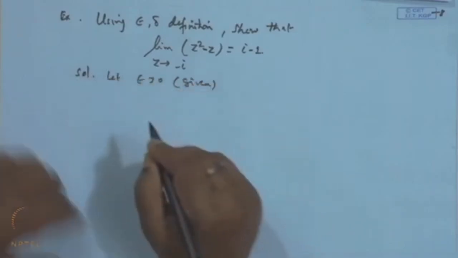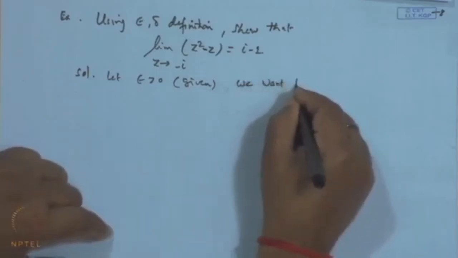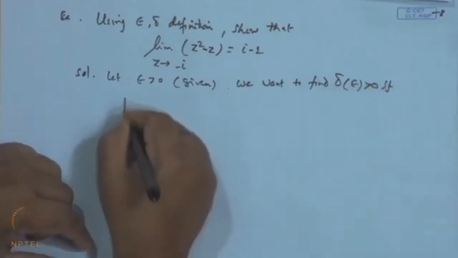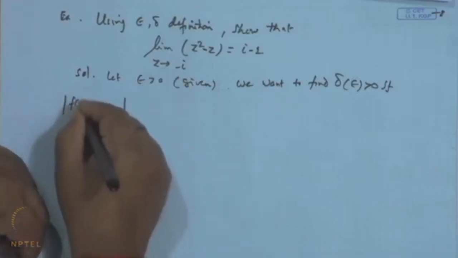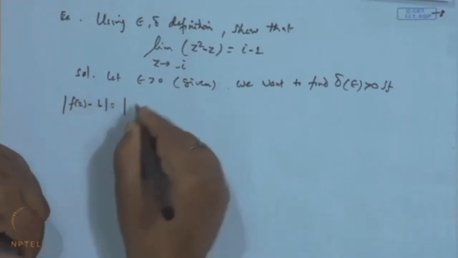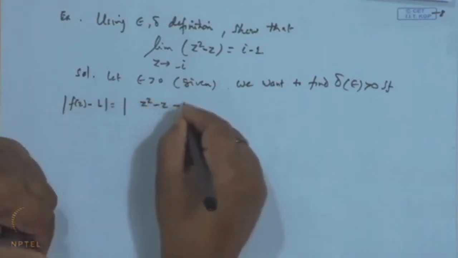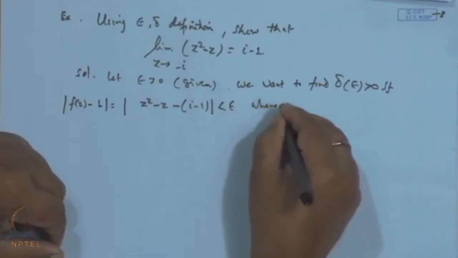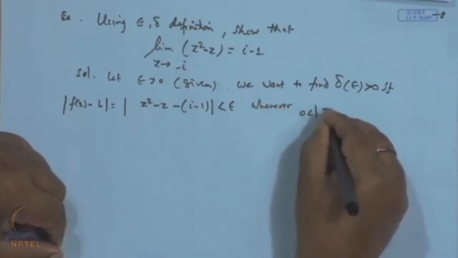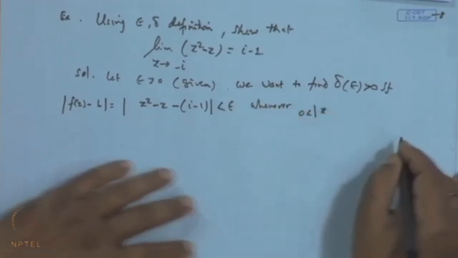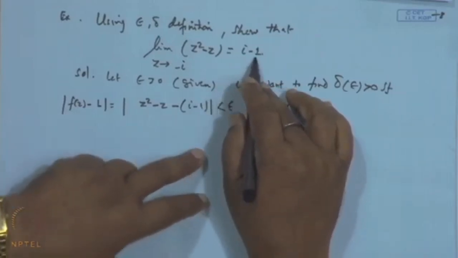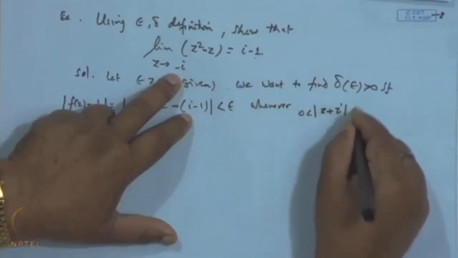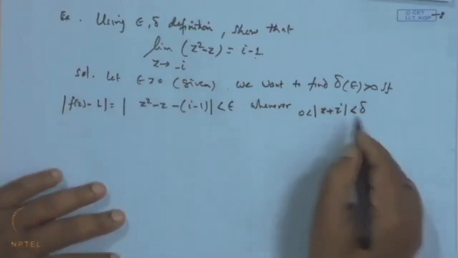This is given. Okay. We want to find delta, which should depend on epsilon, positive, such that this condition must hold: mod of f(z) minus L, that is f(z) is z square minus z, minus (i minus 1), this is L, should be less than epsilon, whenever 0 less than mod of z minus z naught. Here z tends to minus i, so z naught is minus i. So z minus z naught means z plus i, which is less than delta. So we have to identify delta.